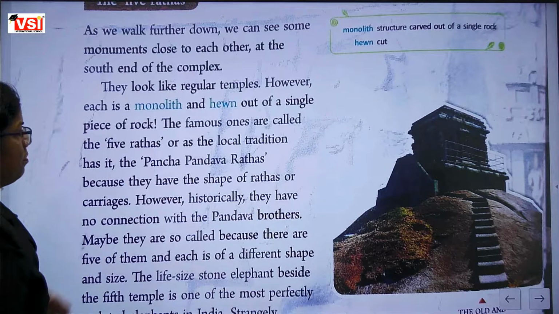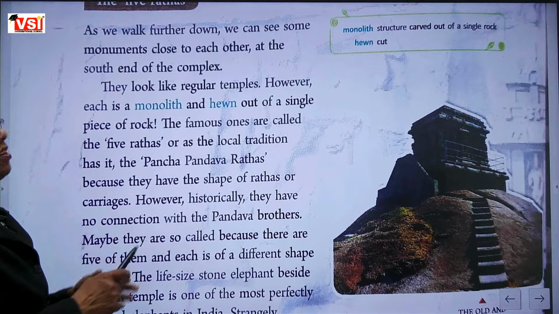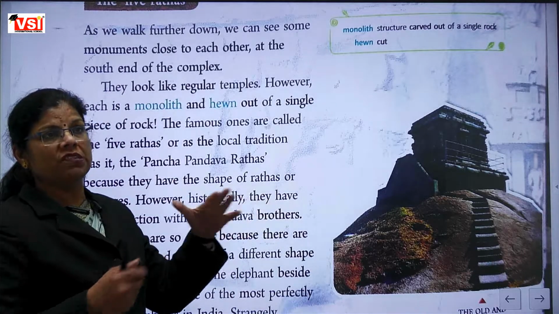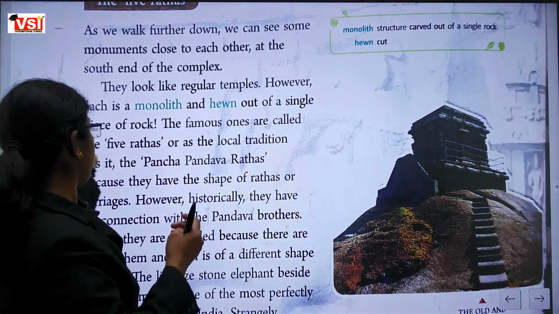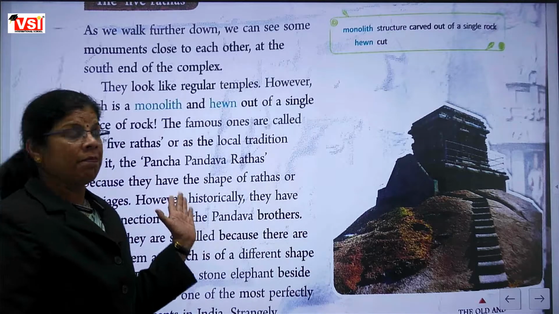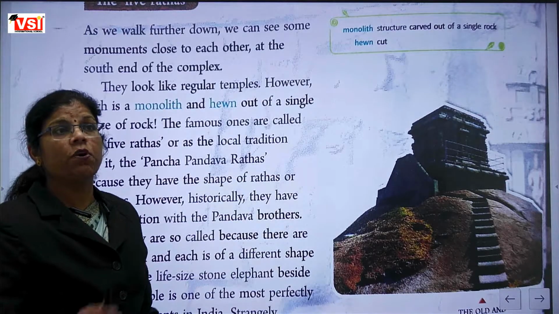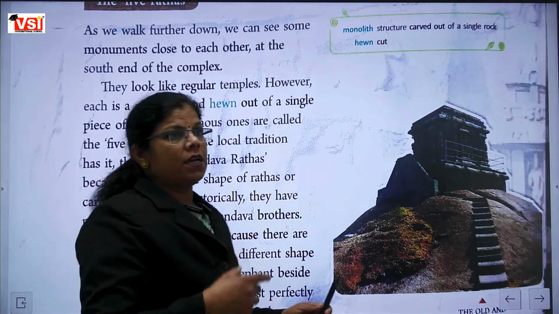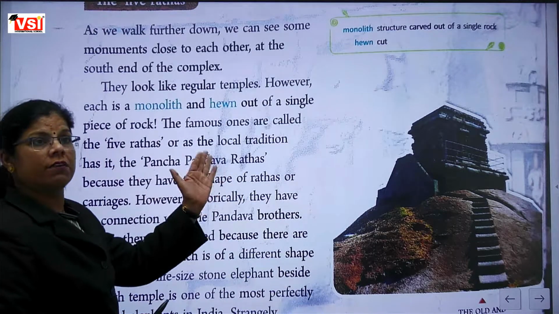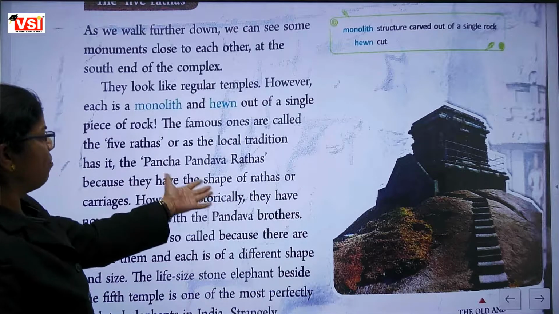The famous ones means, however, there are so many monuments close to each other, but the most famous ones are the 5 rathas. People of that area call them the 5 Rathas temple, or Panch Pandavas Rathas. They call them Panch Pandavas Rathas because they have the shape of Raths.